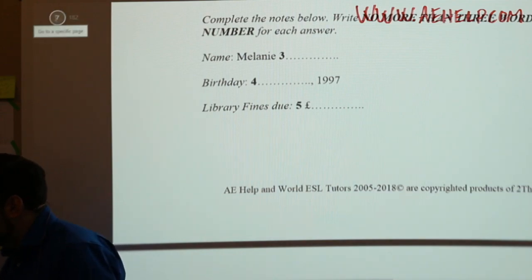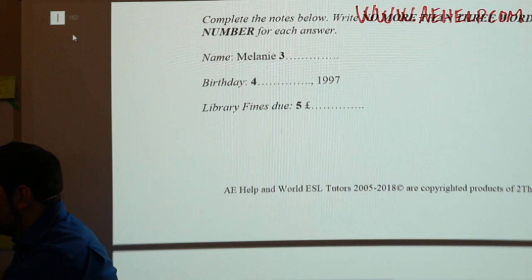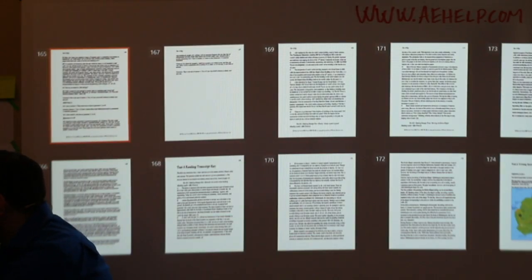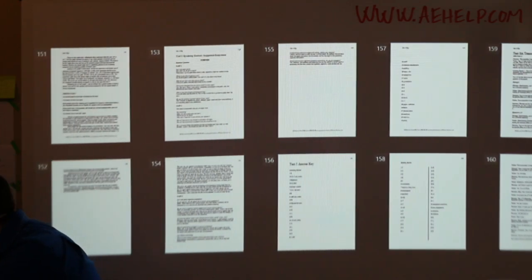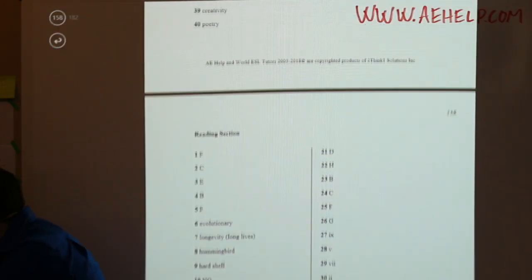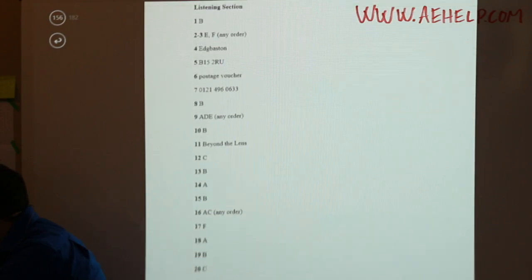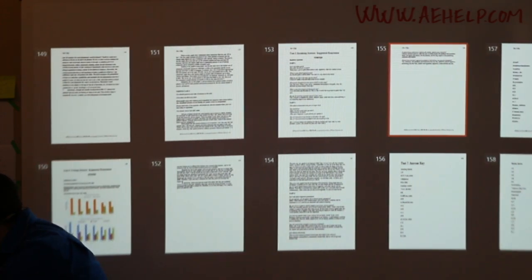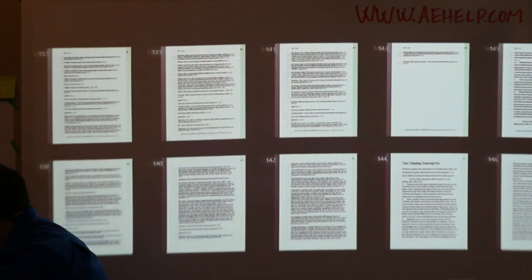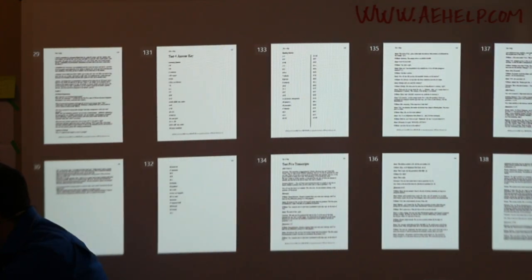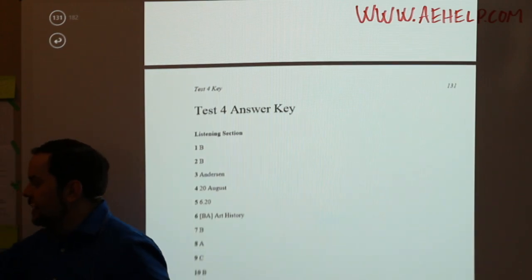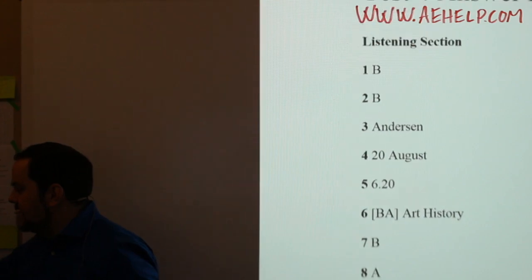Let me see if I can find the page with the answer keys here. So let me just jump to the end here. All right. So let me get this answer key up here for you real quick. Just be patient with me while I locate it in this large book of ours. All right, there we go. So, yeah, okay. So here's the answers for you.